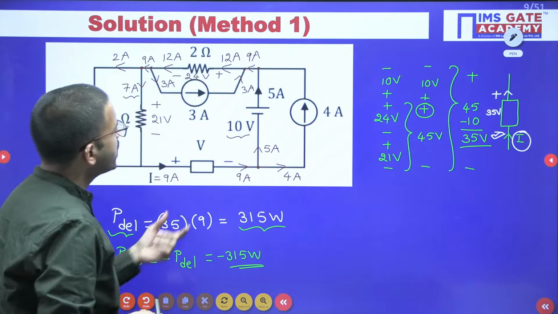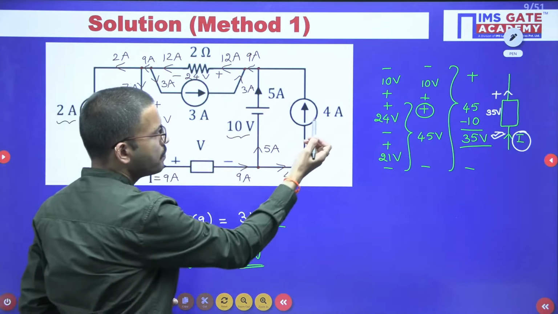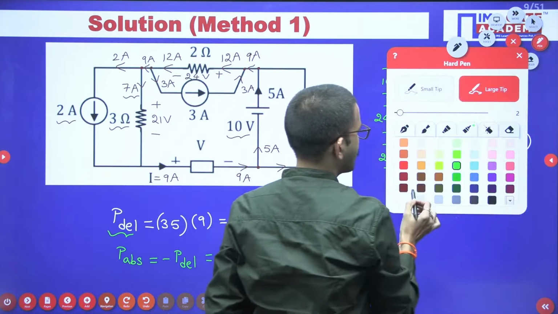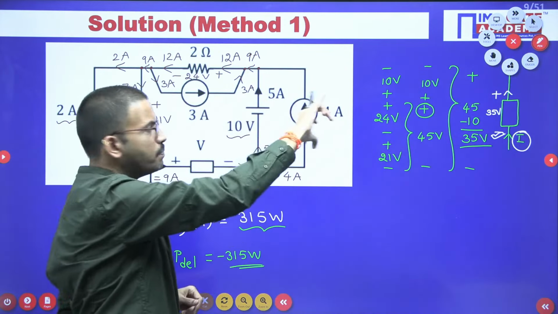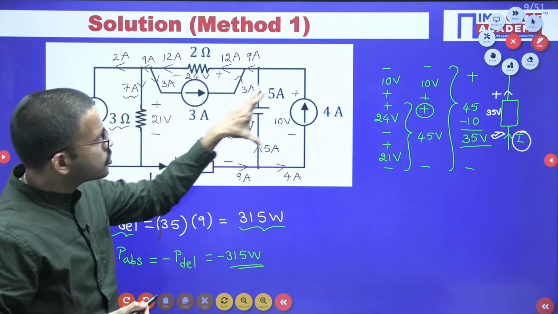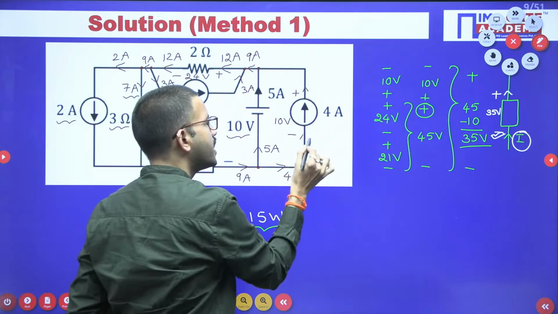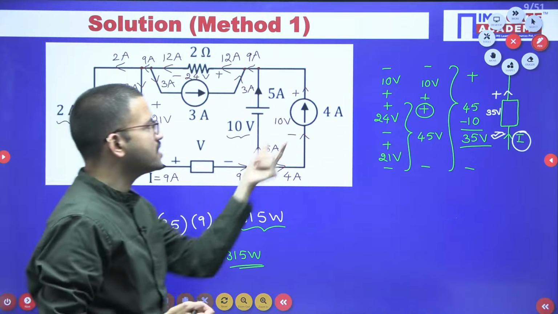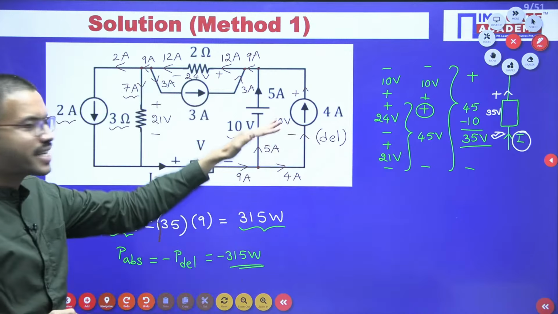For the time being, let us consider this 4 ampere current source. These two are connected in parallel, and in parallel the voltage will be the same. Since you know the voltage here, the same voltage will be here. Current leaves from the positive terminal, or current enters at the negative terminal; both are the same. So the 4 ampere current source is delivering the power.